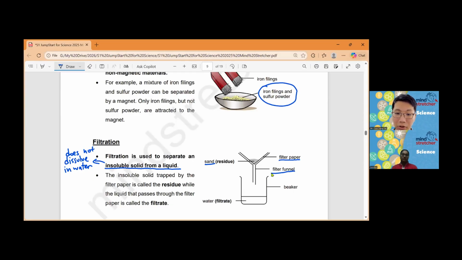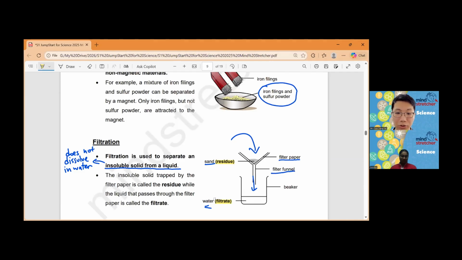Okay, and we pour the sand and water onto the paper, which is lined on the filter funnel. So water will flow through the funnel and be collected in the beaker, while the sand will be left behind. When it passes through, we call it the filtrate. When it is left behind on the filter paper, we call it the residue.